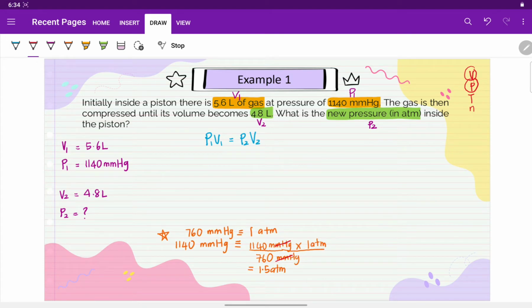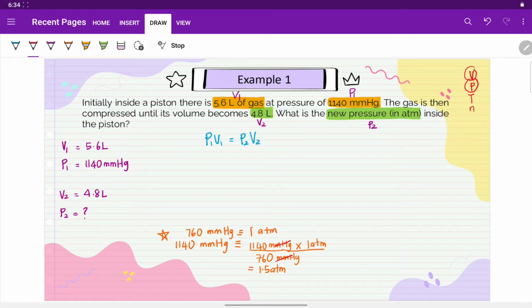Maybe ada yang wondering, madam boleh ke kalau saya bahagi saja 140 bagi 760? Boleh, tak ada masalah. Cuma, saya tunjukkan kepada awak the proper way for you to do the conversion. Kiranya cara yang sepatutnya awak buat dan dia takkan salah. Sebab apa? Nanti akan ada juga conversion daripada ATM kepada millimeter mercury. So kalau awak gunakan stoichiometry, probability untuk salah adalah kurang sikit.